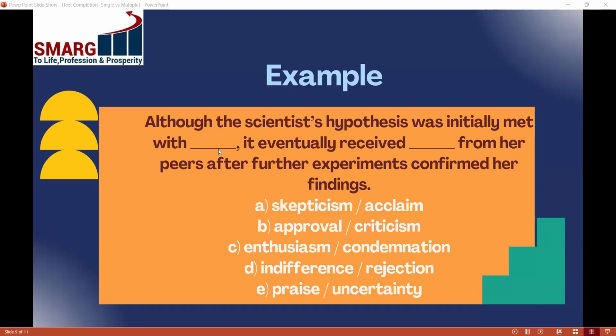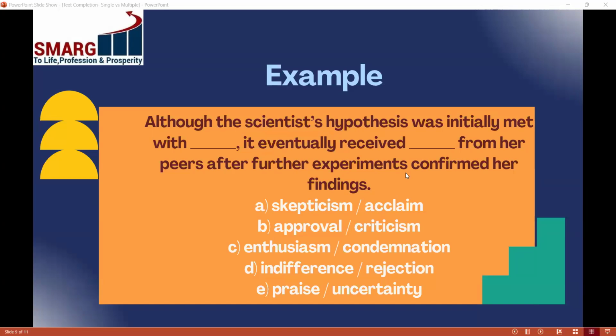I can also see enthusiasm and condemnation being chosen as an answer. Now, obviously, they cannot be the answer. This is the exact opposite of what the sentence is trying to say. Yes, you cannot be enthusiastic about something and then receive condemnation, because the further sentence is saying that further experiments confirmed her findings. If somebody's findings are getting confirmed, their experiments are proving right, then they won't be condemned. They'll be praised. So there is no chance of any rejection at a later stage.